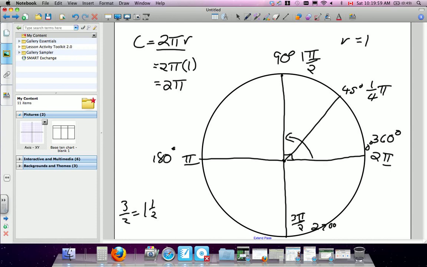Okay? So we have 1/4 pi. Let's do another degree here. Do you know what this degree would be between 90 and 180? I'm not too sure.